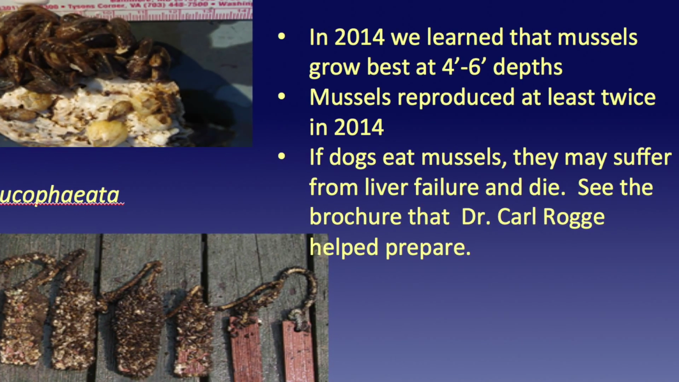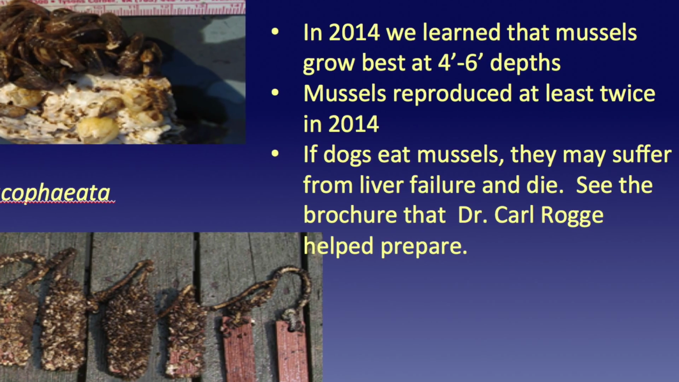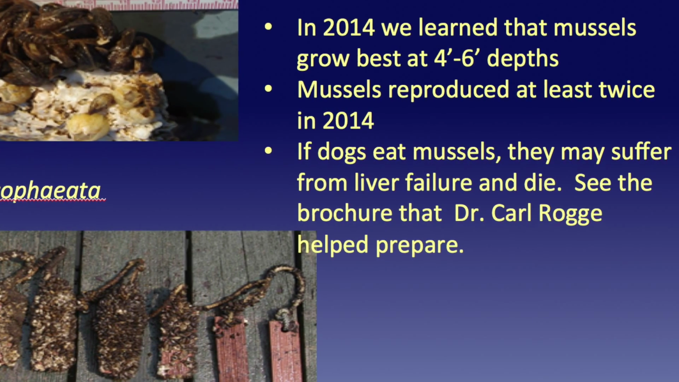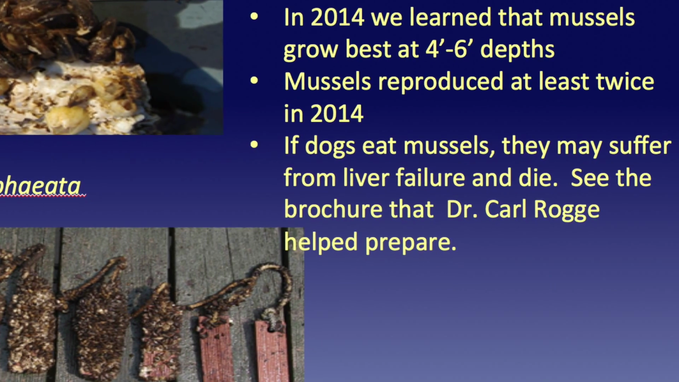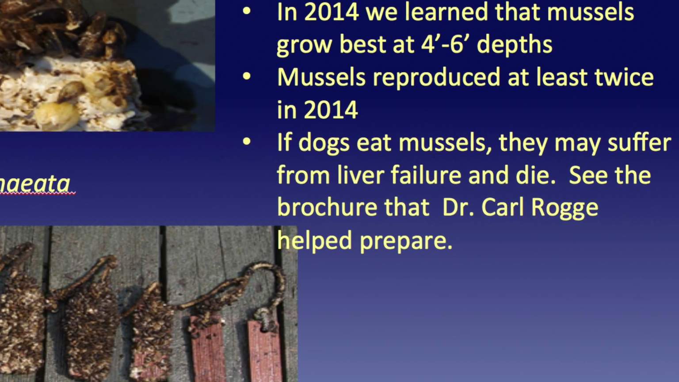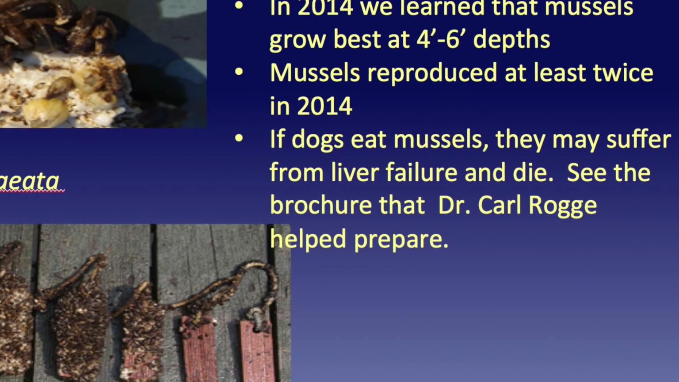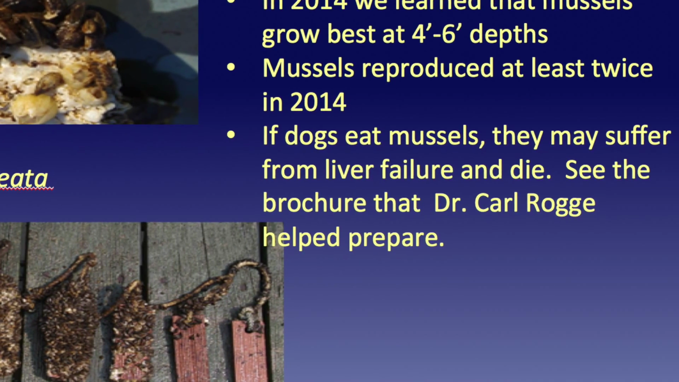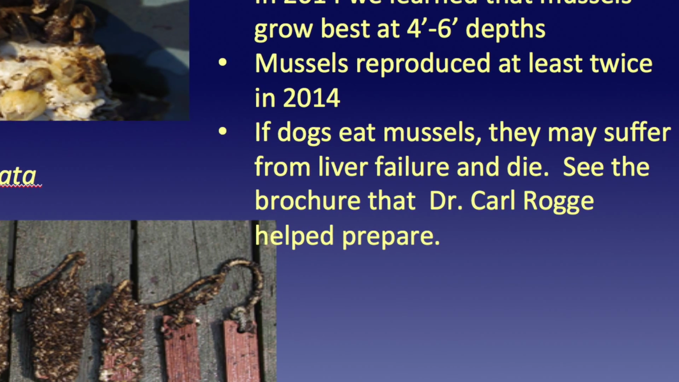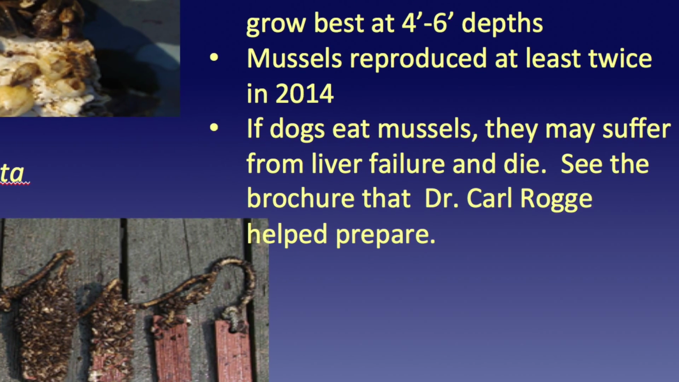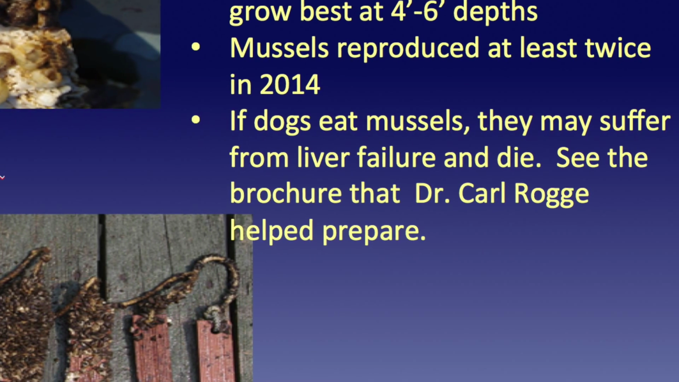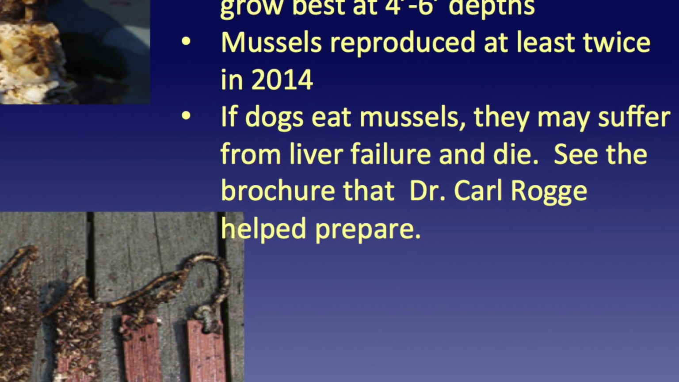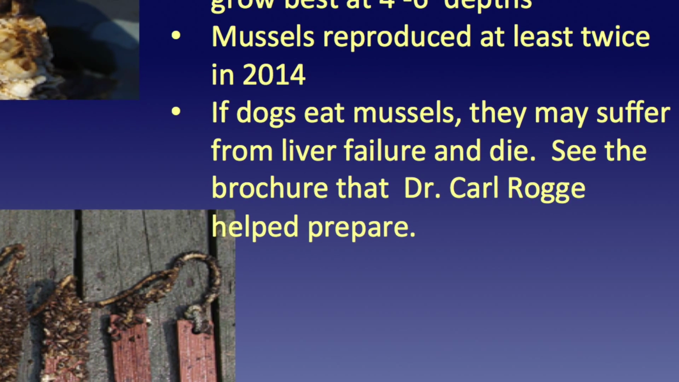Carl Rogie, who is the veterinarian from Severna Park. And so we put together that little brochure, that little one-pager there. If you want to take a look at it, it tells you basically something about what we think causes the toxicity of these mussels. It's either algae that produce toxins that the mussels concentrate. You know, these mussels are filter feeders, so they concentrate whatever is in the water column. And if they concentrate the toxins of the algae, then that might be what makes them toxic.